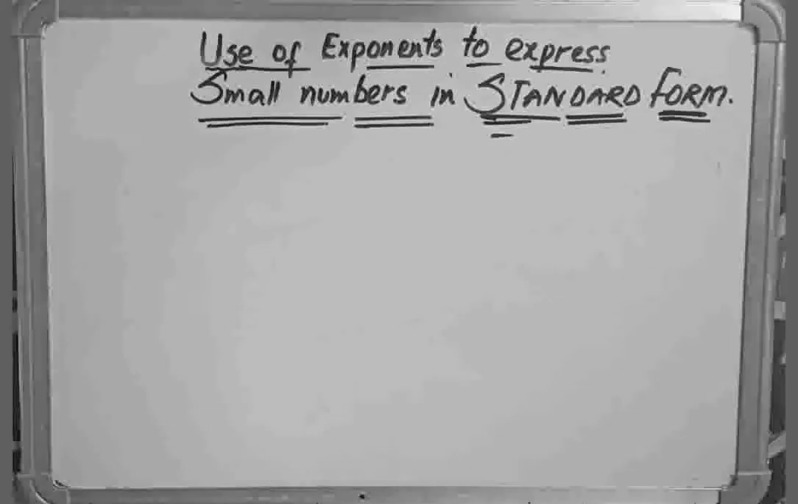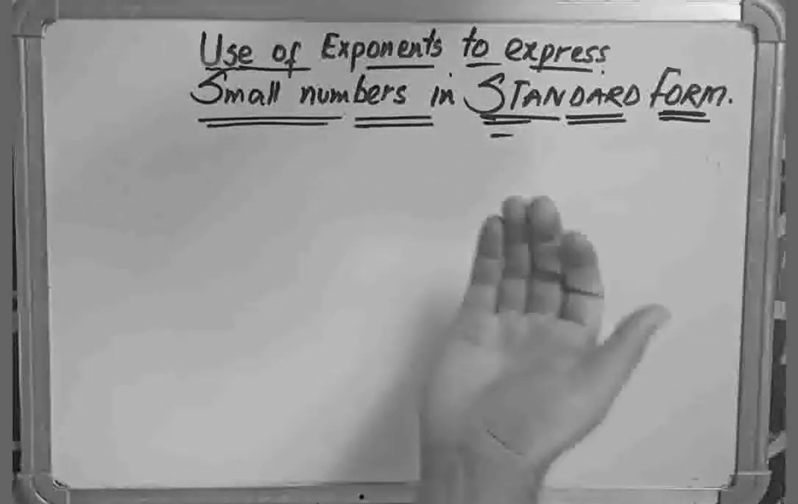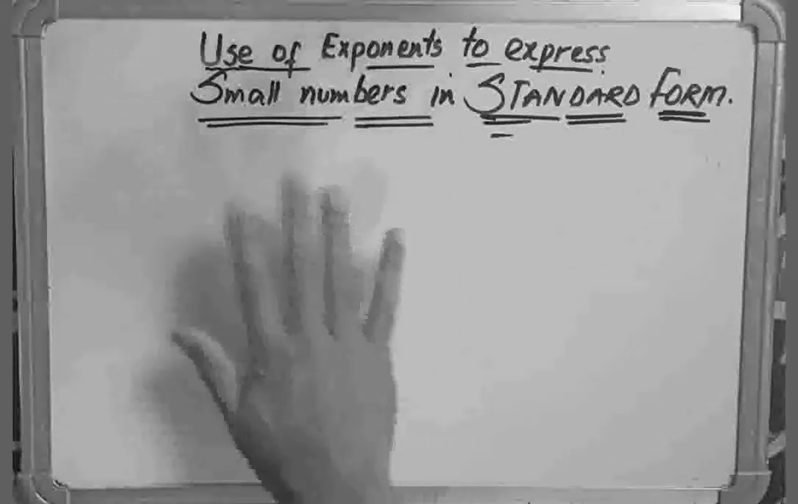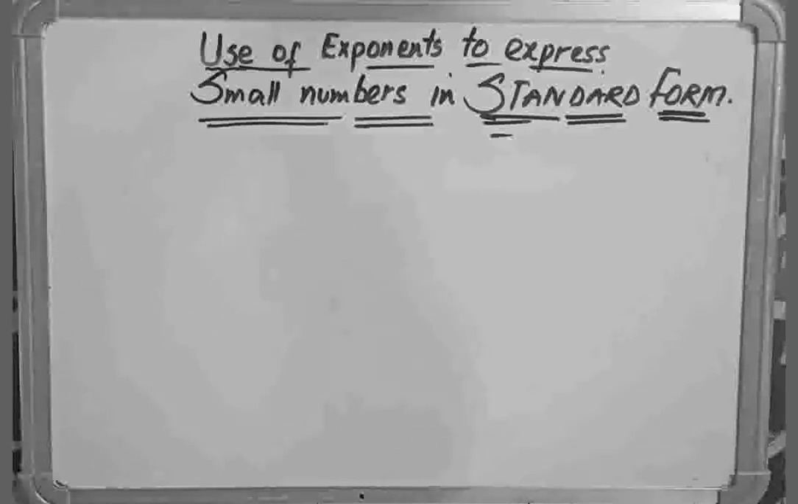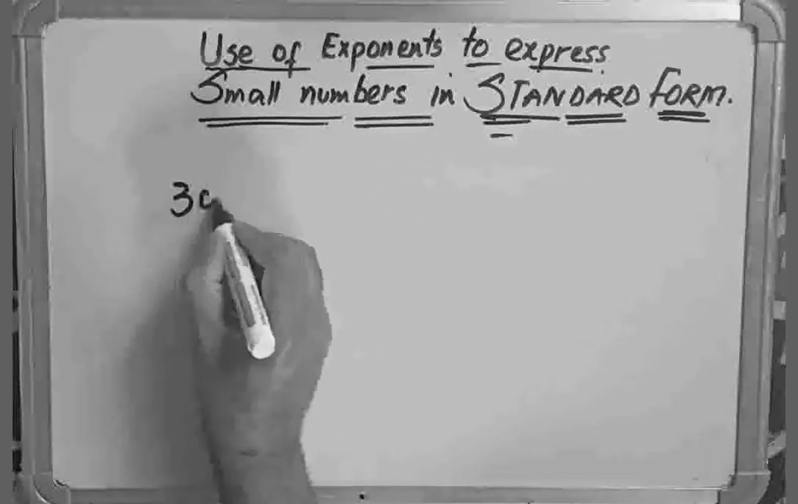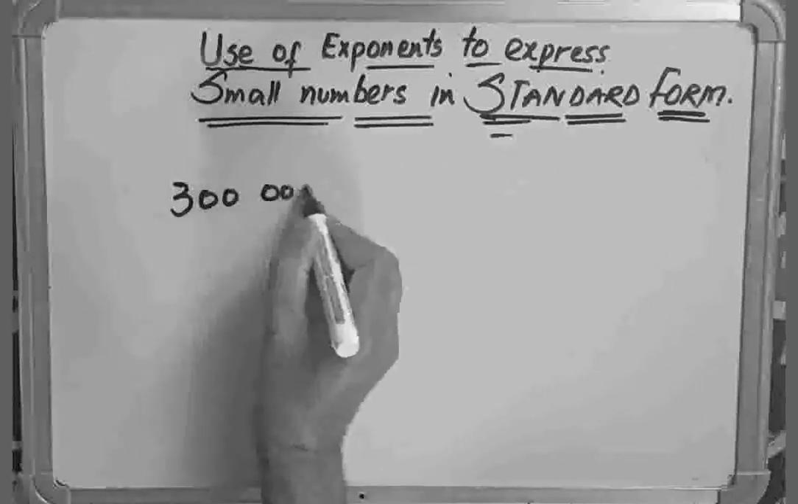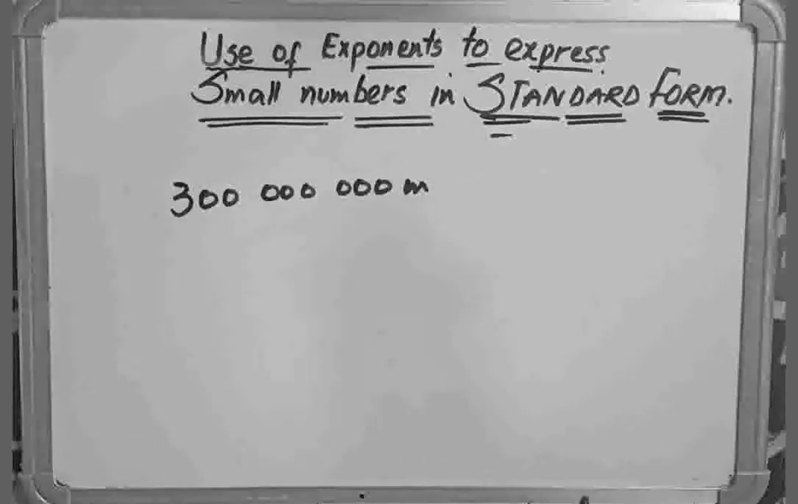Let's take another example. We are first trying to convert large numbers into standard form, and then based on that we will also take examples of small numbers, how we convert small numbers into their standard form. Another example, for example, this 3 0 0 0 0 0 0 0 meter per second. This is the speed of light, the speed with which light travels. So we have to convert this number into standard form.